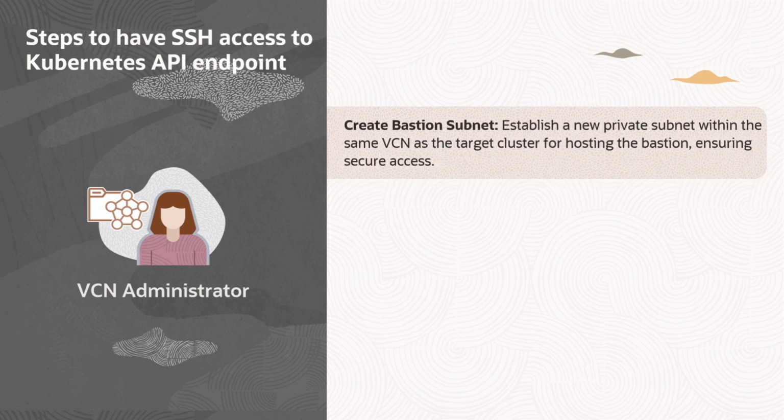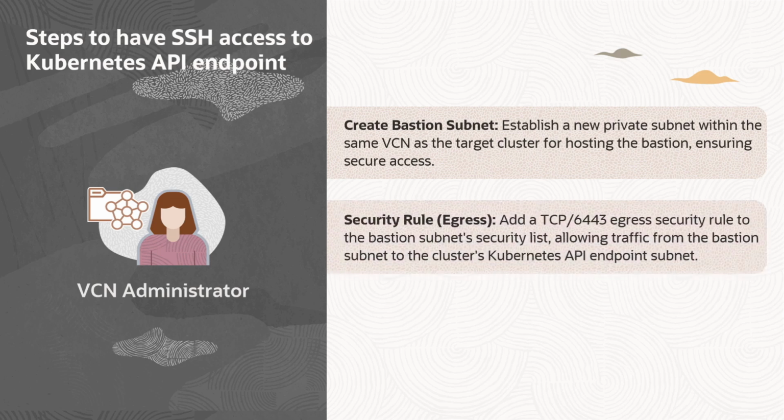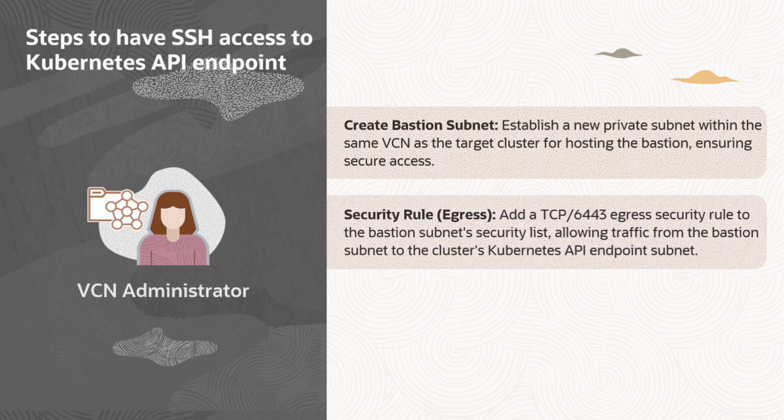Firstly, create a new private subnet to host the Bastion within the same VCN as the cluster you want to provide access to. Note that if a subnet for accessing worker node has already been created, you can reuse it. Add a TCP/6443 egress security rule to the security list associated with the Bastion subnet. This rule allows traffic from the Bastion subnet to the Kubernetes API endpoint subnet of the cluster.